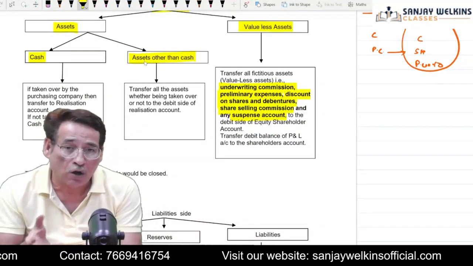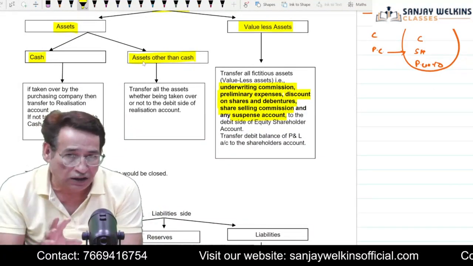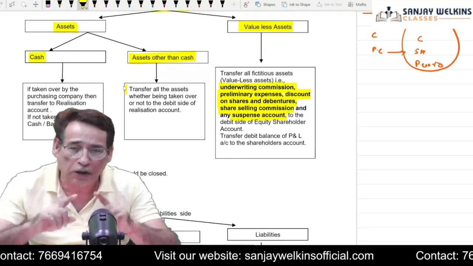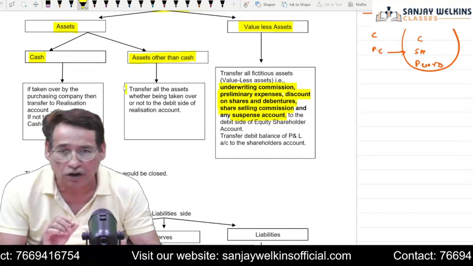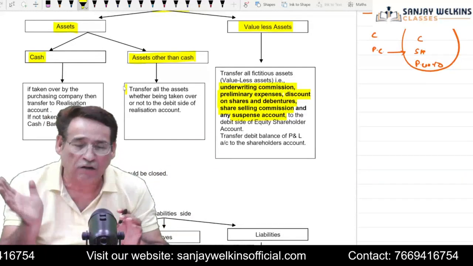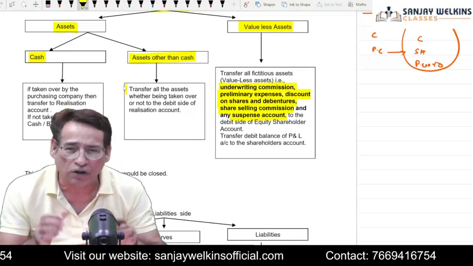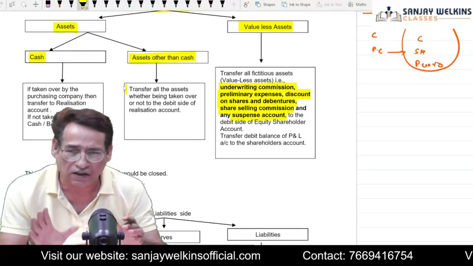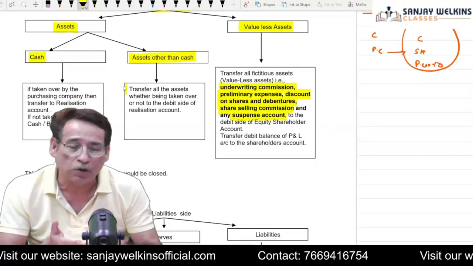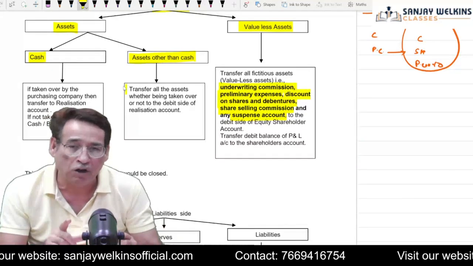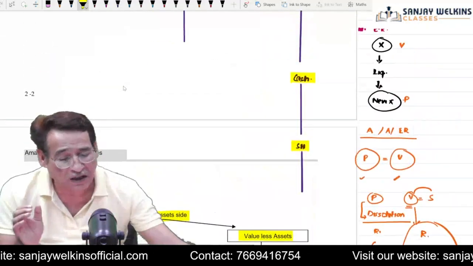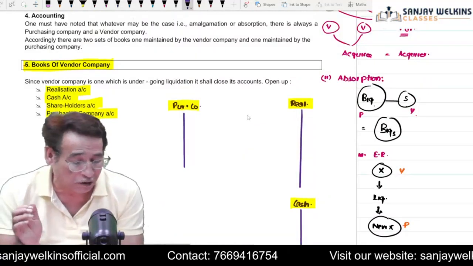So after having come across the classification of the asset, now how to actually close the asset side. First of all, take into account all the assets other than cash. All the assets other than cash will be transferred to the debit side of realization account, whether those assets are being taken over by new company or not. Irrespective of that, whether these assets, land, building, plant, machinery, goodwill, patent, copyright, trademarks, stock, debtors, except cash, whatever assets are there, you are going to transfer them to the debit side of realization account. Important word is whether being taken over or not.